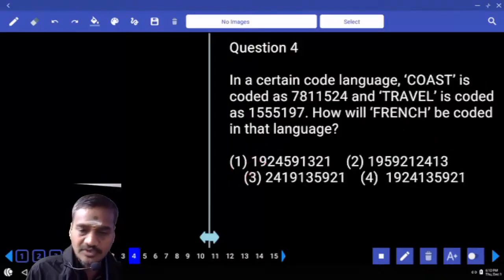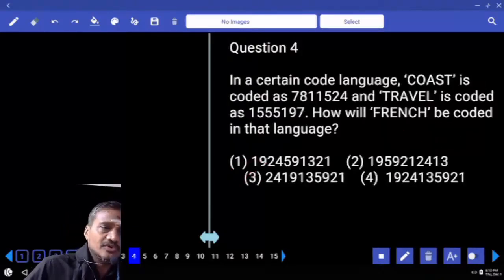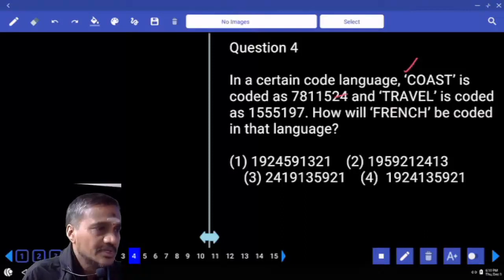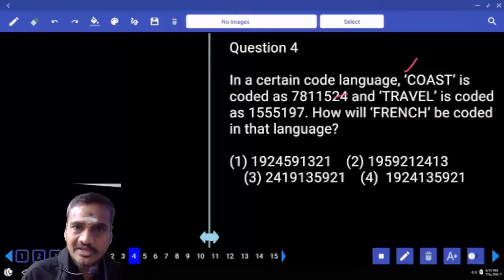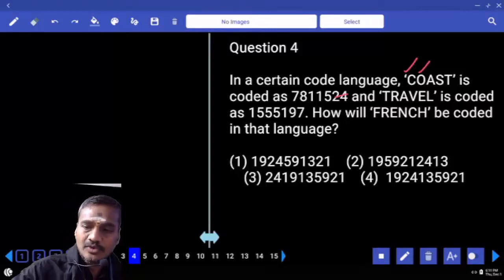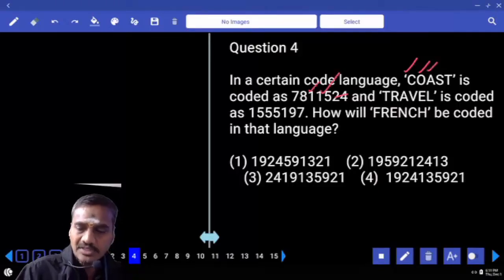Then next one, fourth one. Now in this 4, the code given to the word cost. What is the code for C? For C the code is the opposite letter, that is 24. And next one, what is the code for O? O is a vowel. Vowel, written as it is. And next one, A, 1. Written as it is. Yes.